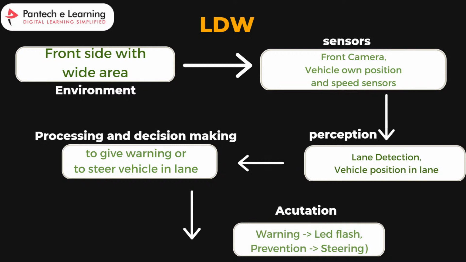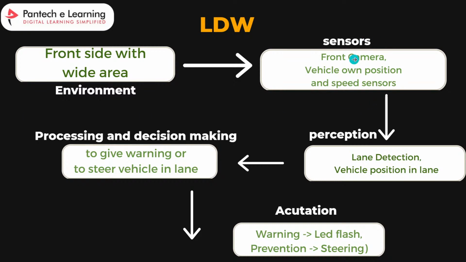So first one is the environment. Here, the front side with a wide area. That means the autonomous vehicle operates in the external environment, specifically the front side with a wide coverage area. This is where the focus is on detecting the lane markings and the vehicle's position within that lane. That is why we are placing that one.